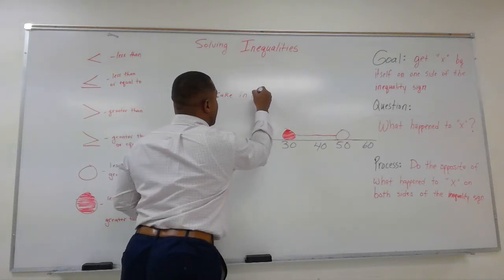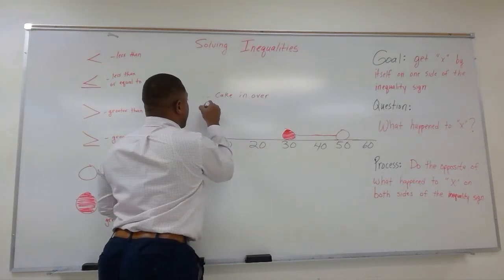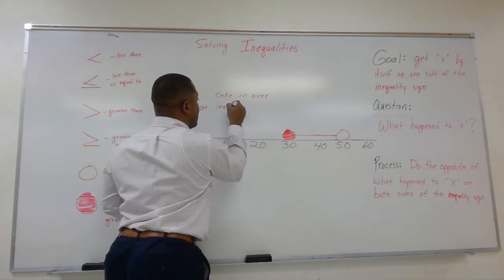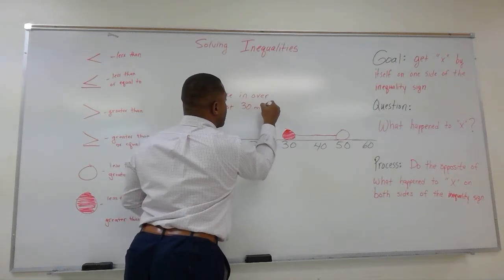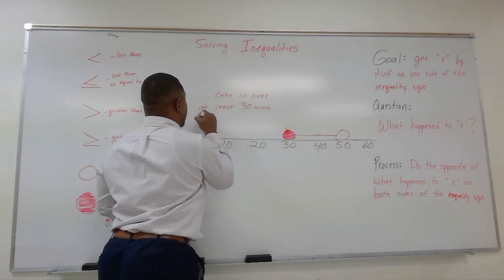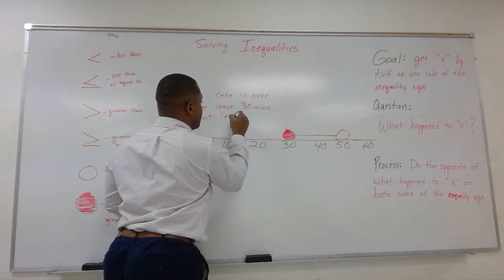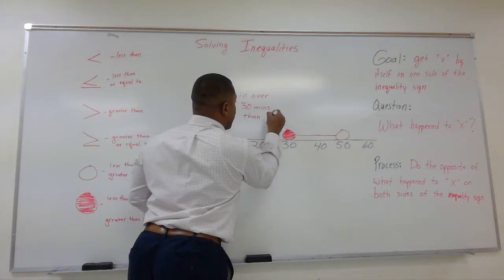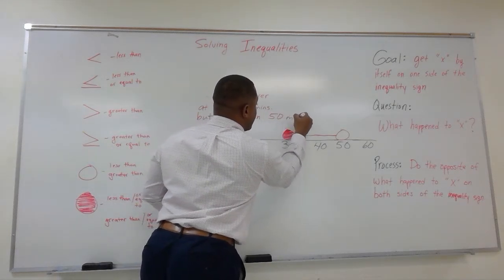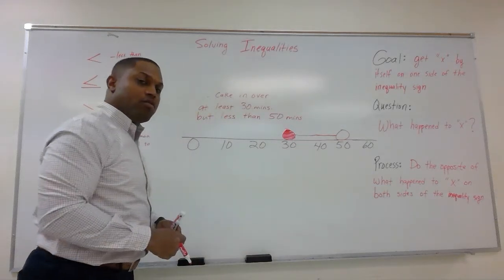And this is how we would chart such a scenario, okay, where cake in oven, at least 30 minutes, but less than 50 minutes. All right.